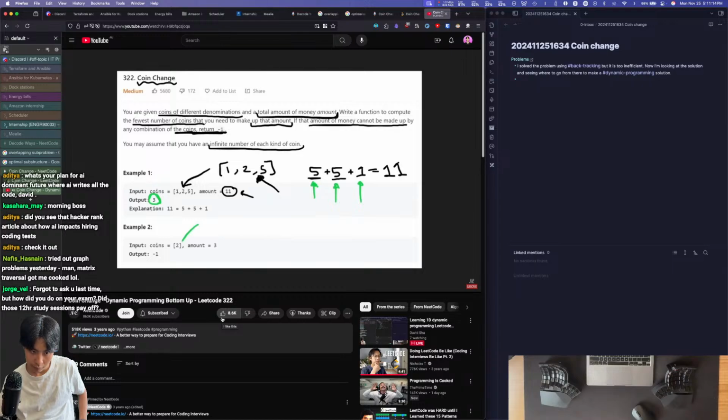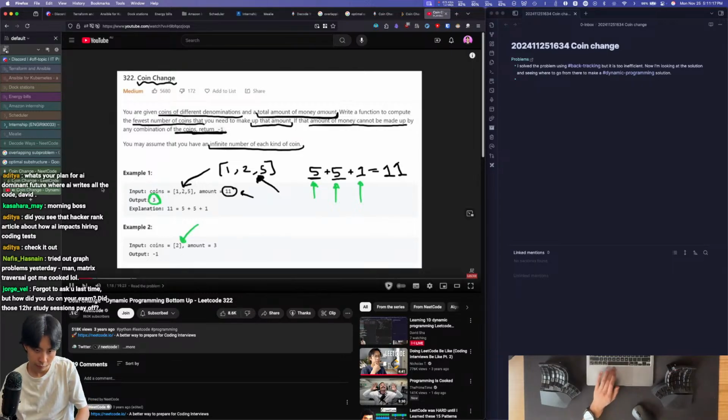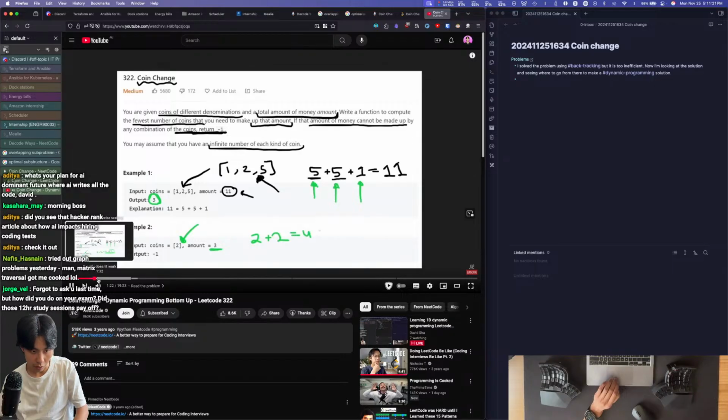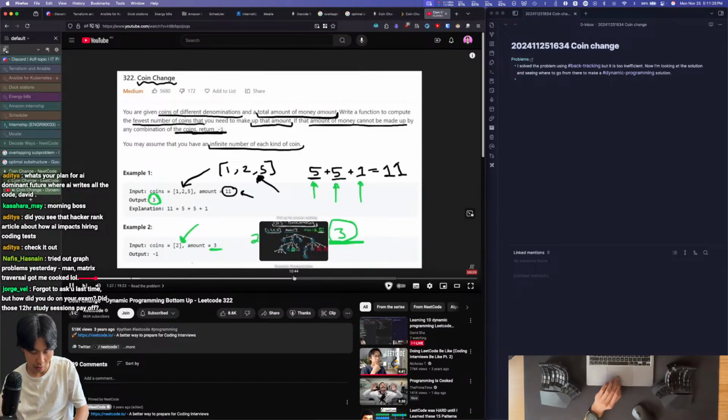In the second example, we have a coin of value 2, but we want to sum up to 3. We can try 2 plus 2, but we know that's 4, which goes over 3, so there's no possible way to sum up to 3. So we return -1. There's no possible solution.